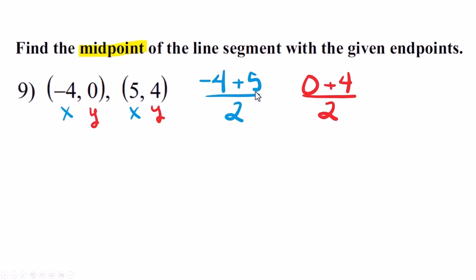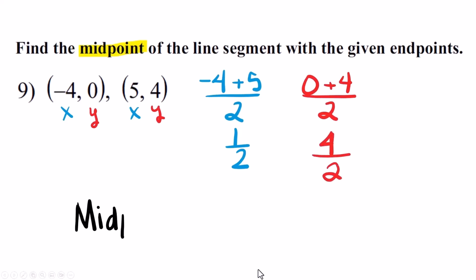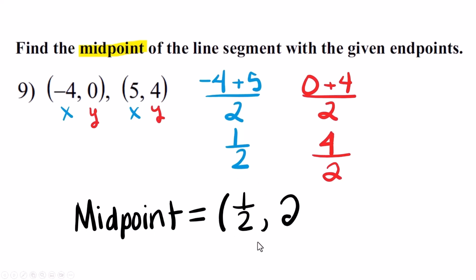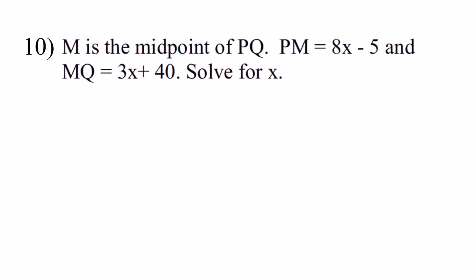So -4 plus 5 is going to be a 1, so that's 1 over 2. 4 divided by 2 is 2. So our midpoint, the x-coordinate is going to be 1/2, and the y-coordinate is going to be 2. If you need to review that, go down to the description, and there'll be a link to my video on midpoints and why that works the way it does. People forget this stuff.